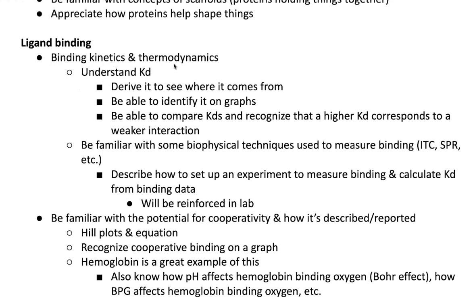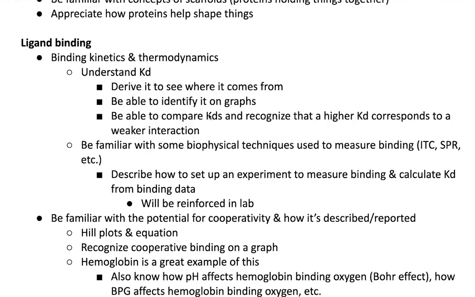Thermodynamics, we're talking about equilibrium and how energetically favorable or unfavorable a reaction is, regardless of how fast it actually occurs. So understand this term called KD, which is the concentration at which half of the thing is bound and half is unbound. Be able to derive it and see where it comes from. Be able to identify it on graphs. So if I give you a graph showing binding data, can you show me the KD?